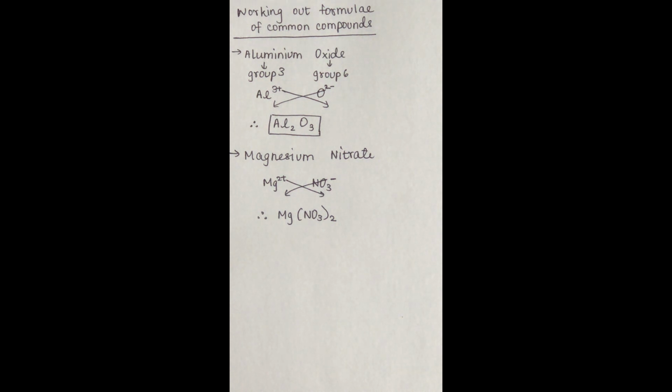Now if we take magnesium nitrate, magnesium is a group 2 metal, Mg2+. Nitrate is a compound ion, so NO3-. Now for Mg2+, the 2 will move to the nitrate ion, whereas the minus, which is basically -1, will move to the magnesium. So it becomes Mg, then NO3. Now the 3 will not be touched. So you'll just enclose the nitrate ion in brackets and put a 2 outside it. So it becomes Mg(NO3)2.